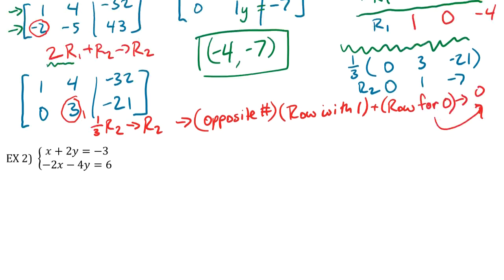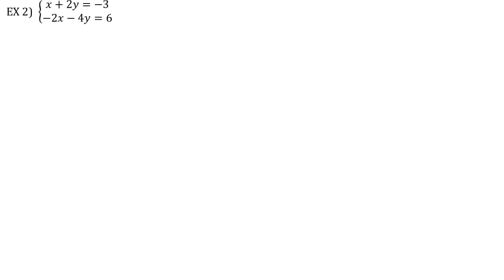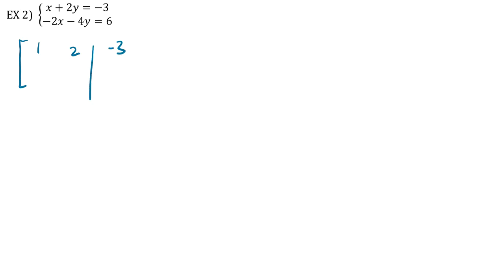All right, let's try another one of these. So again, we're going to start off by putting an augmented matrix. So 1, 2, -3, -2, -4, 6. We already have the 1 in the top left, so we can go ahead and make the one underneath it a 0 now.